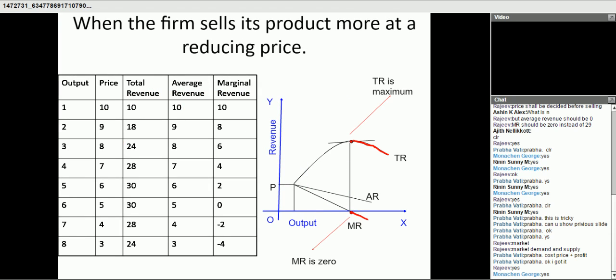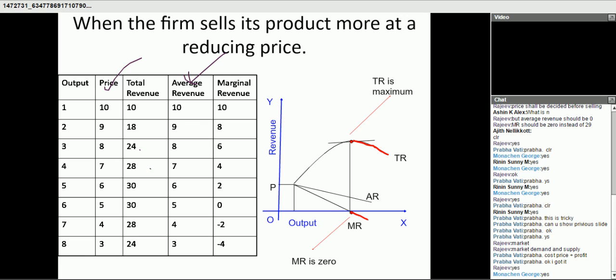Now, the second condition, in which the firm sells its product more at a reducing price. In order to enhance its revenue, the firm may just lower the price. That can also be seen. It all happens at the time of sale. So over here, this is the price per unit that is continuously declining. Total revenue we have calculated: 9 2s are 18, 8 3s are 24, then 7 4s are 28. Then next is the average revenue. So it will be again 18 divided by 2, 9, 24 divided by 3, 8. So we can say it will be similar to the price per unit. Both the columns will be similar.